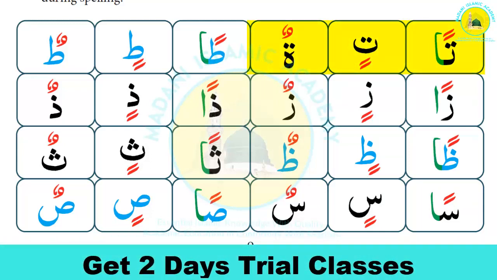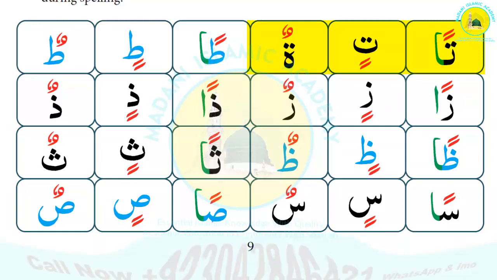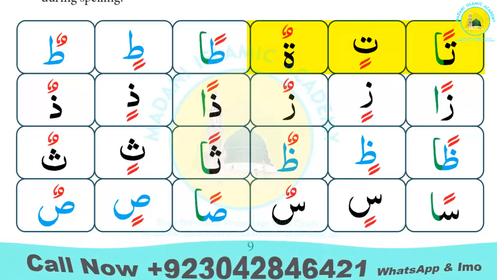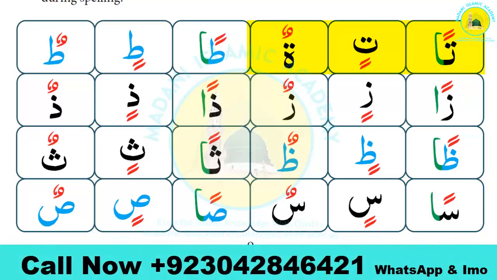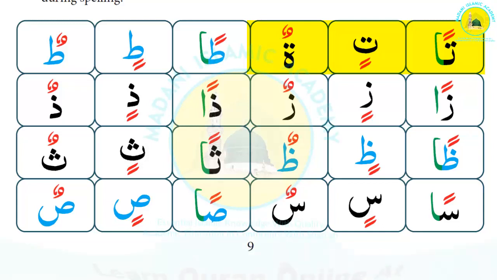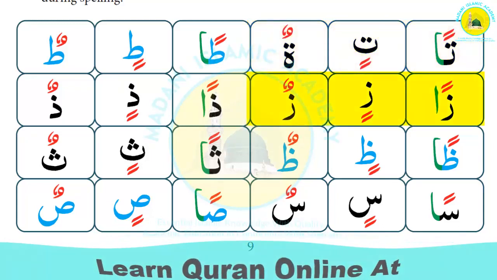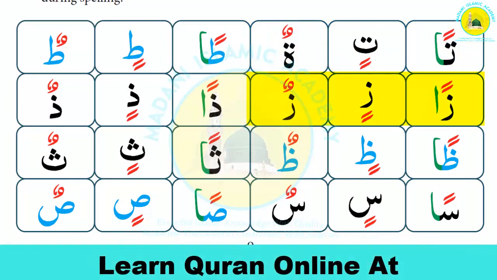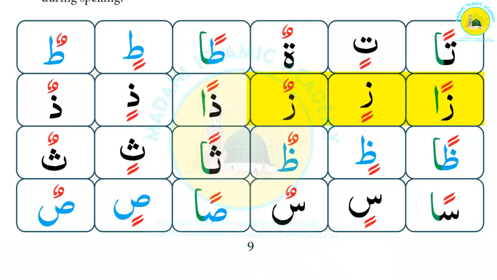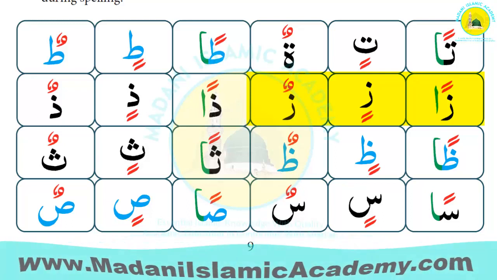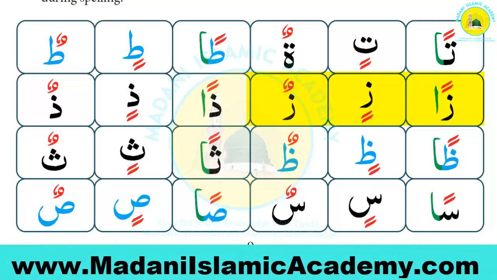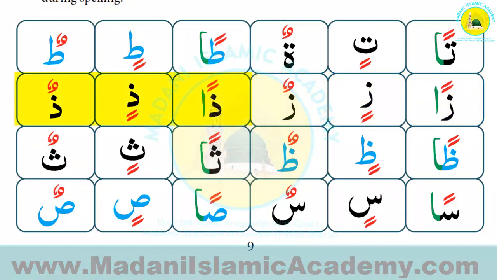To, do zabar, ton. To, do zer, ton. To, do pesh, tun. Za, do zabar, zan. Za, do zer, zin. Za, do pesh, zun. Zan, zin, zun.